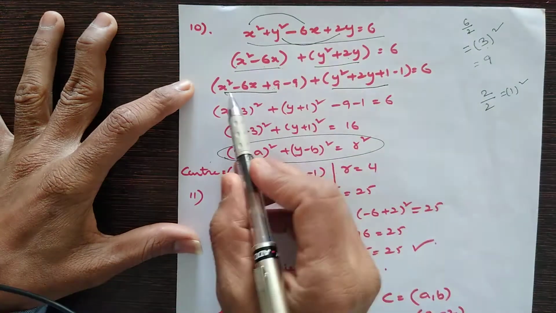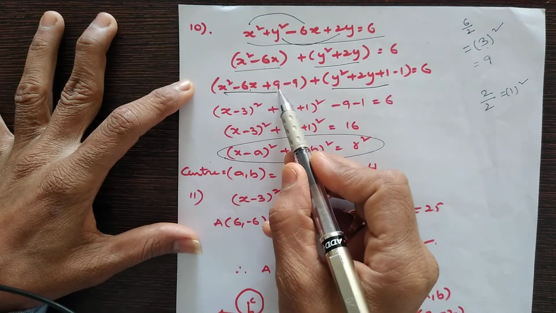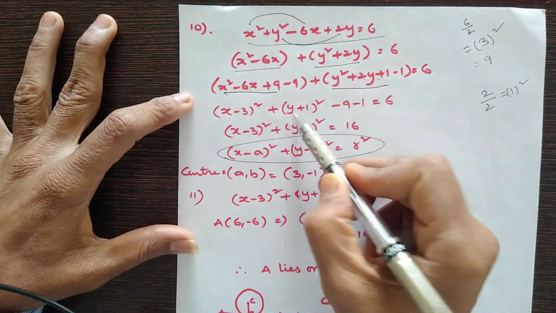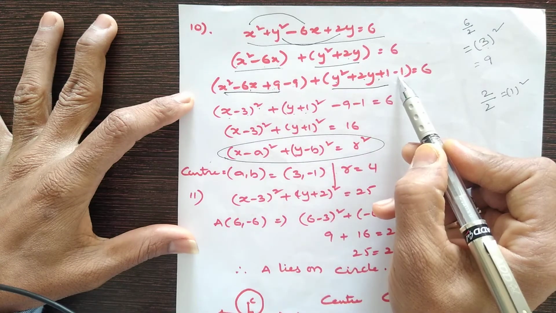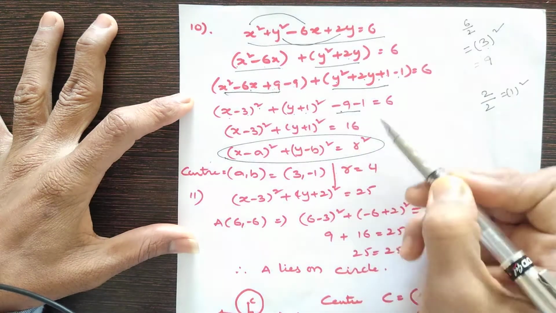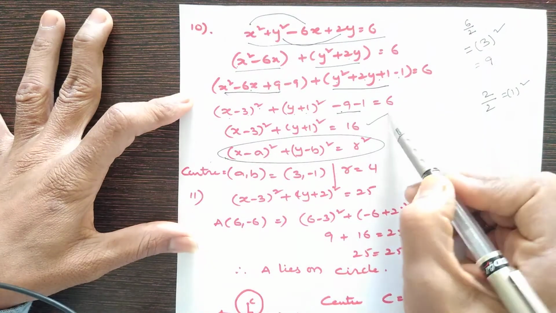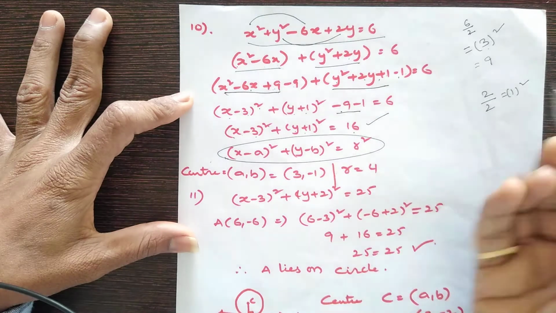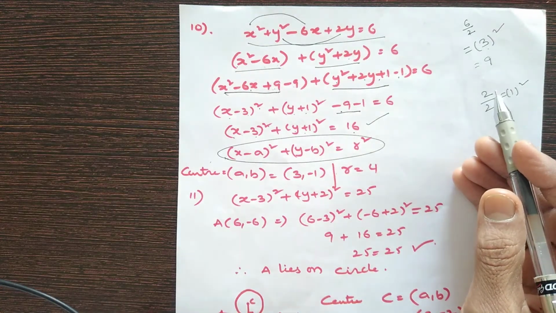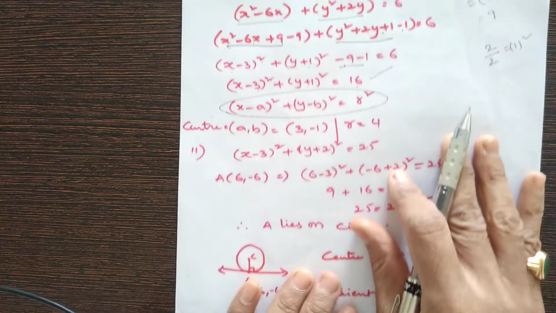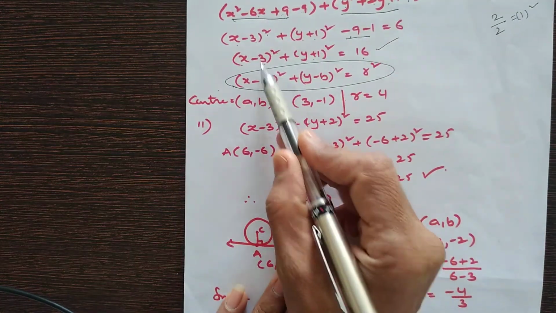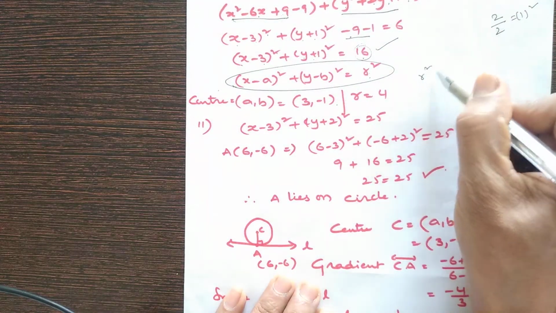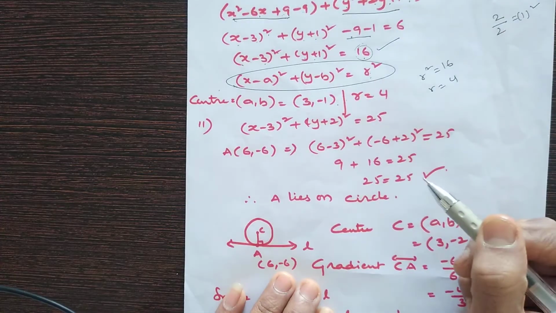Adding and subtracting. So this is in the form of a square minus 2ab plus b square, which is (a minus b) whole square. A square plus 2ab plus b square is (a plus b) whole square. 9 minus 1, minus 9 minus 1, minus 10. You send that side, plus 10, 16 will be. So it is in the form of (x minus a) whole square plus (y minus b) whole square is equal to r square. And they are asking us to find the centre and radius. Centre (a, b): a is 3, b will be minus 1. Radius: r square is 16 means r value will be 4.